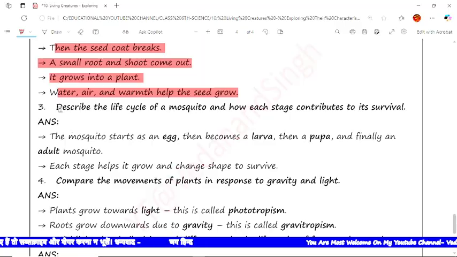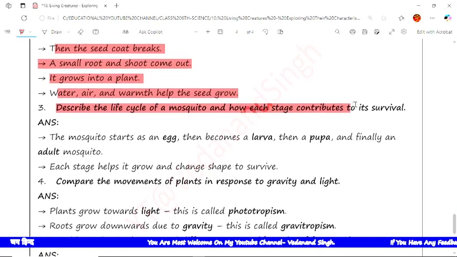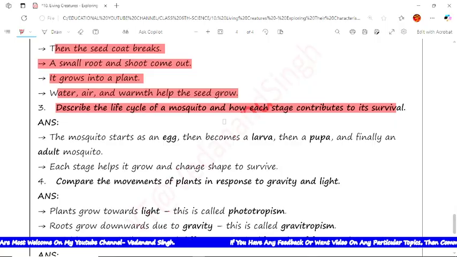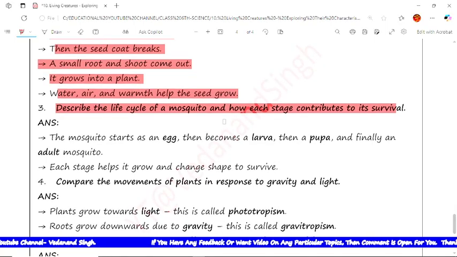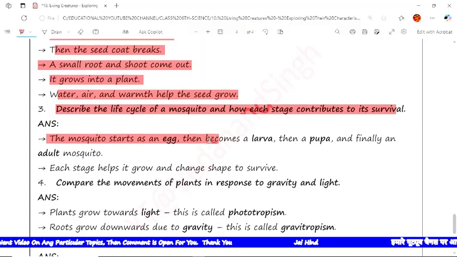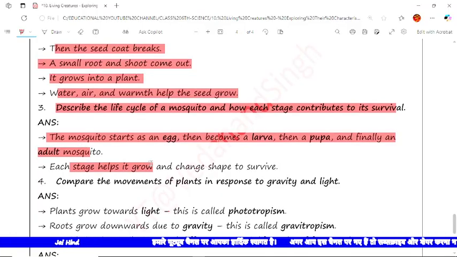The next is describe the life cycle of the mosquito and how each stage contributes to its survival. See, there is a diagram here. You have to draw that diagram first, then after that you will write the theoretical answer. The mosquito starts as an egg and then becomes a larva, then pupa and finally an adult mosquito. Each stage helps to grow and change shape to survive.